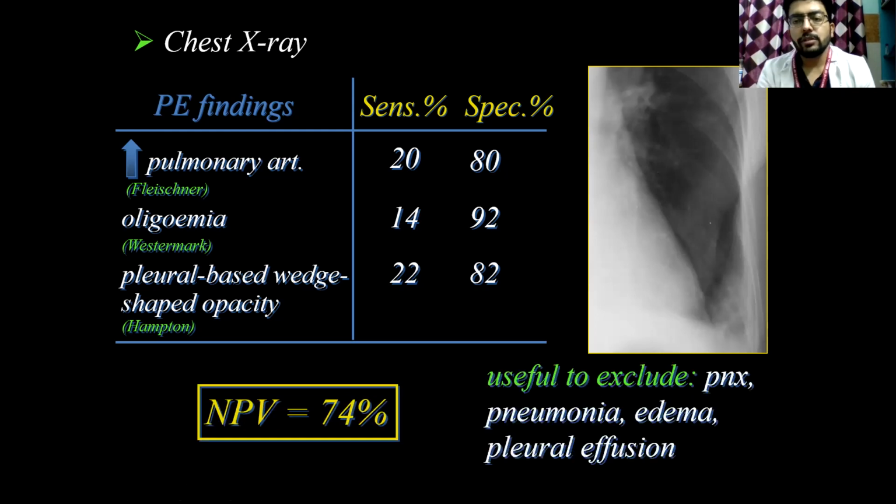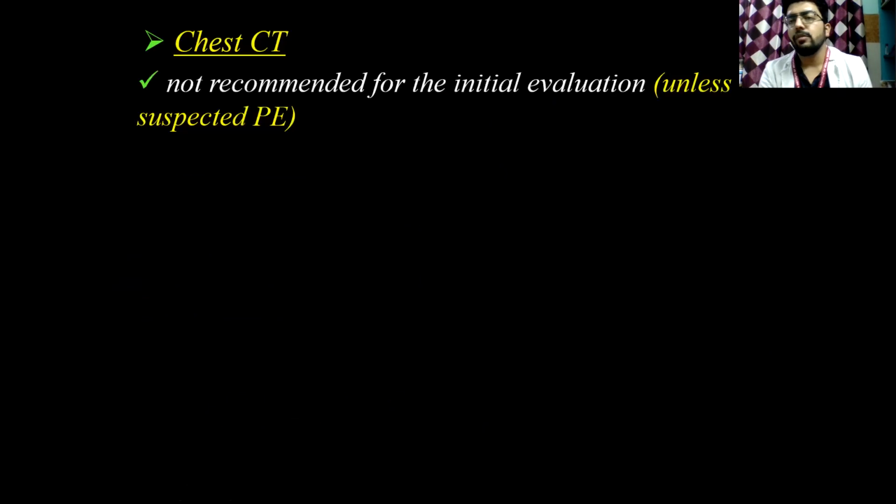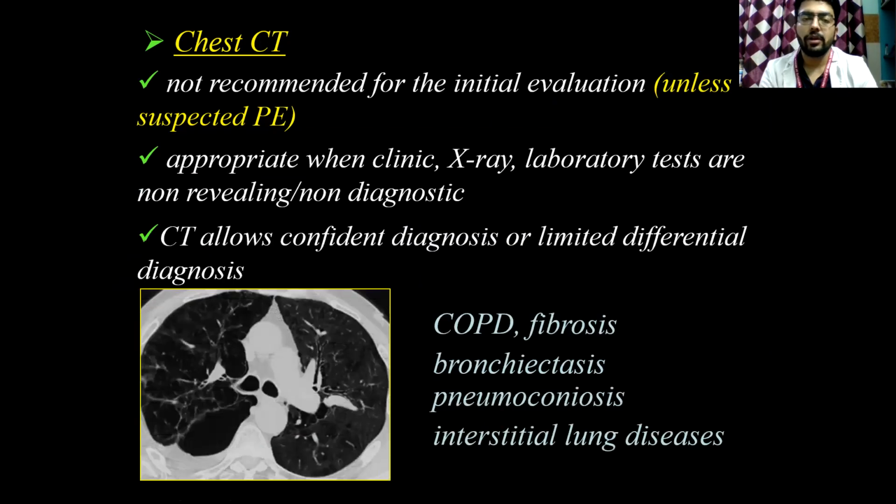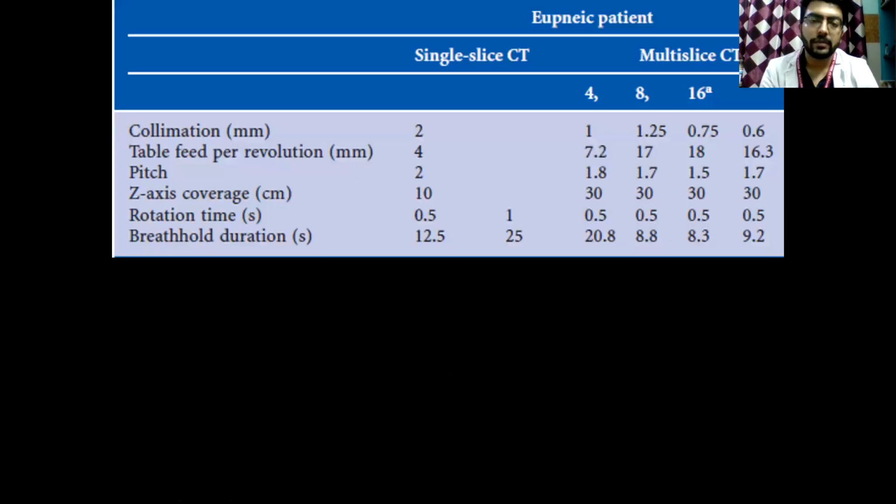Chest X-ray is useful to exclude pneumothorax, pneumonia, edema, and pleural effusion. So chest X-ray is not recommended for initial evaluation unless PE is suspected. CT is appropriate when clinical, X-ray, and laboratory tests are non-revealing or non-diagnostic. CT allows confident diagnosis or a limited differential diagnosis. COPD, fibrosis, bronchiectasis, pneumoconiosis, and interstitial lung disease are examples.